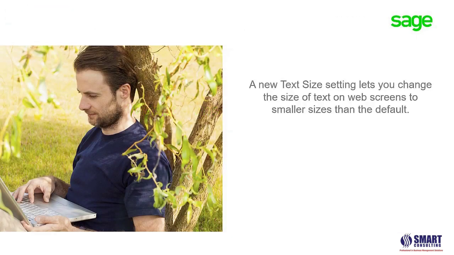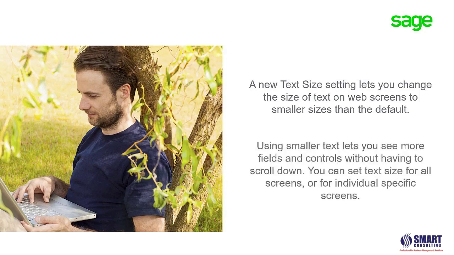You can now see more information by making text smaller. A new text size setting lets you change the size of text on web screens to smaller sizes than the default. Using smaller text lets you see more fields and controls without having to scroll down. You can set text sizes for all screens or for individual specific screens.